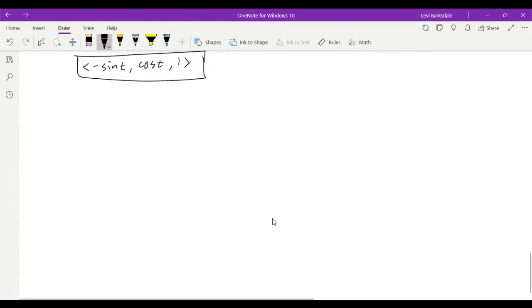Now, one quick practice problem. Go ahead and try taking the derivative of this vector valued function: natural log of t squared plus 1, cosine of t, and arctangent of t.